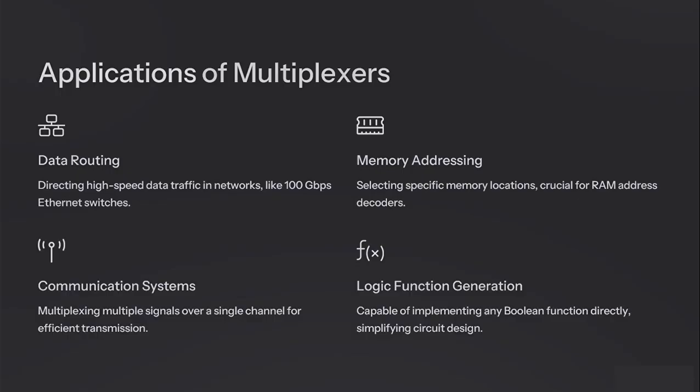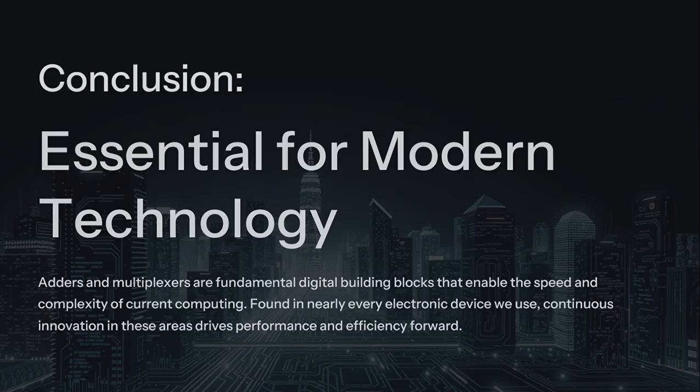Multiplexers can also be classified based on their functionality, such as digital multiplexers and analog multiplexers. So the digital multiplexers handle digital signals, and the analog multiplexers handle analog signals. So in conclusion, we are also talking about the essential role for modern technology.